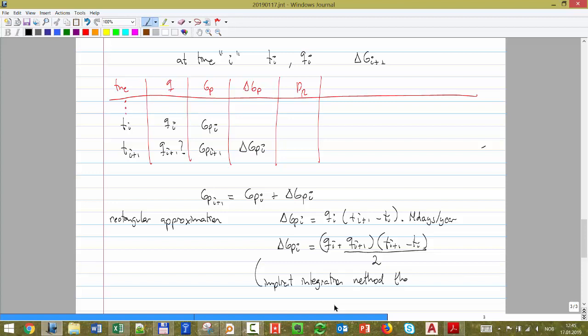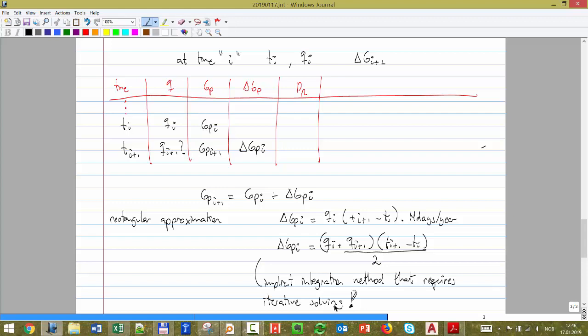That requires iteration, iterative solving. Very roughly said, you have to assume a rate, calculate the PR, calculate the rate, and then see if they are the same. If not, you repeat. But it's a bit heavy, so keep that in mind.